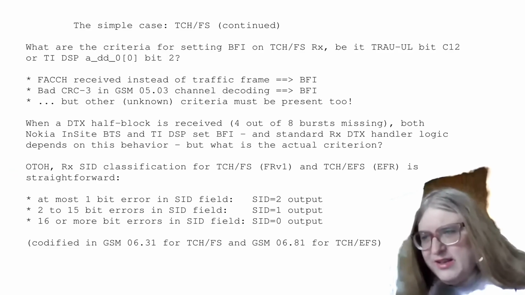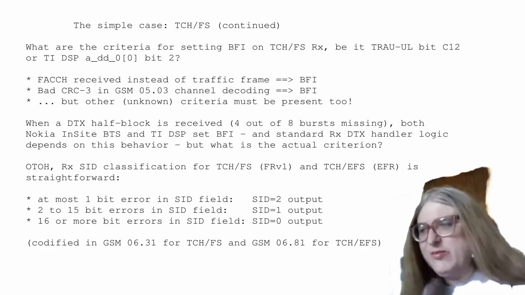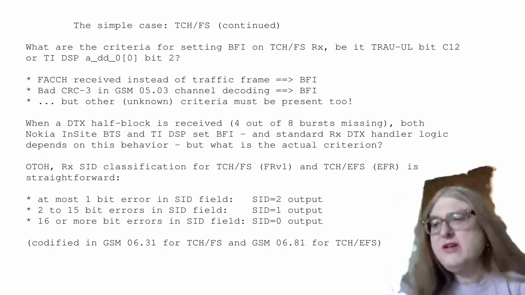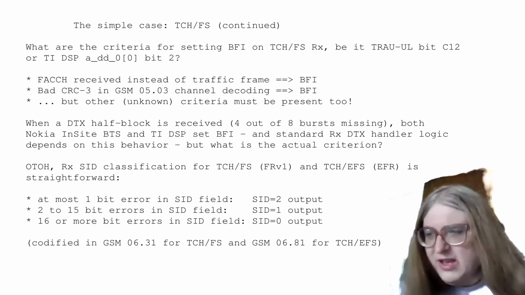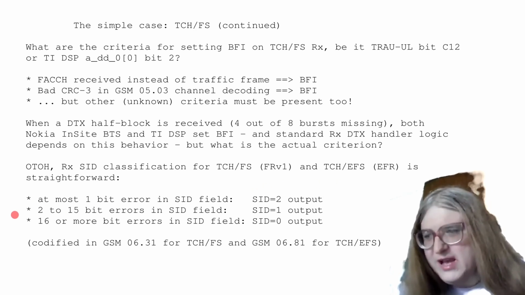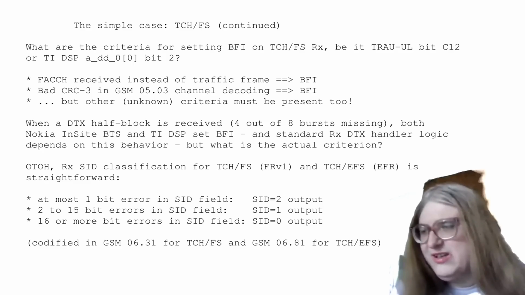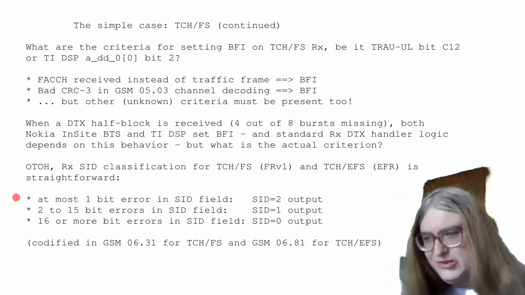Now, the other thing is you have the SID classification. Again, on both the network side and mobile side, the TCH receiver has to classify each frame. Is this non-SID speech? Is it valid SID or is it invalid SID? And thankfully, for the full rate, both plain full rate and enhanced full rate, we have exact rules in the spec. So we don't have to go reverse engineering things and bewildered head scratching. The spec says these are the thresholds.